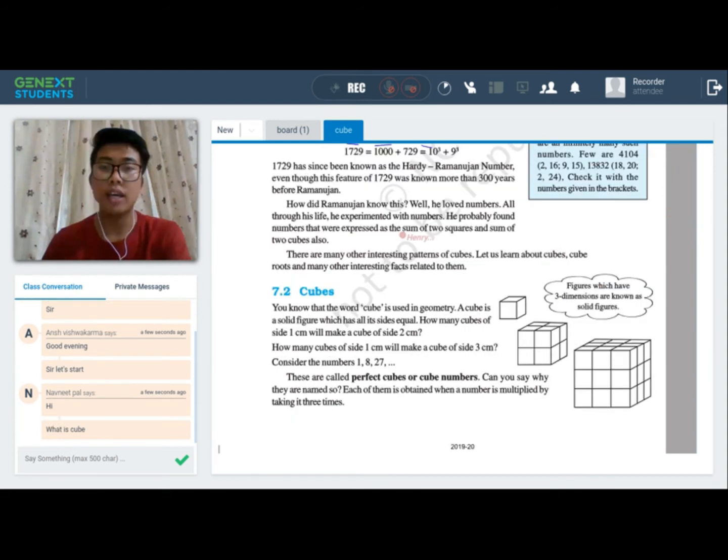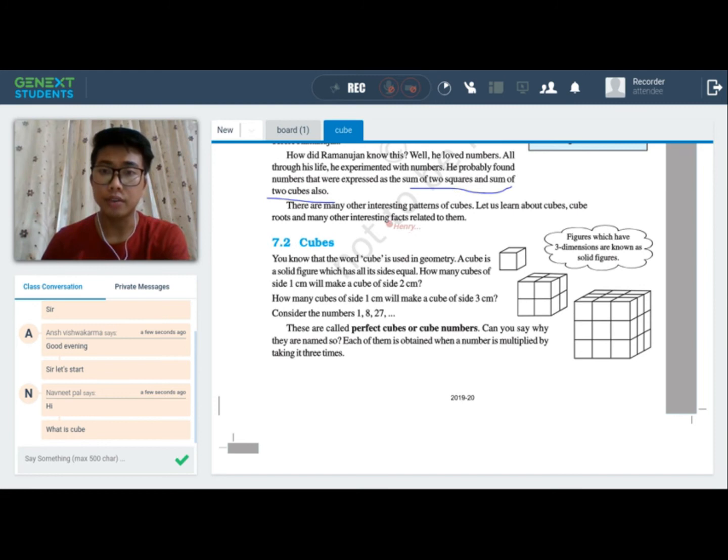So in the previous chapter, that is squares and square roots, we learned that squares had some interesting patterns, and we learned some 4, 5, 6 of them, and you can refer to the previous videos where I've discussed squares. Now, let's find out what cubes are.